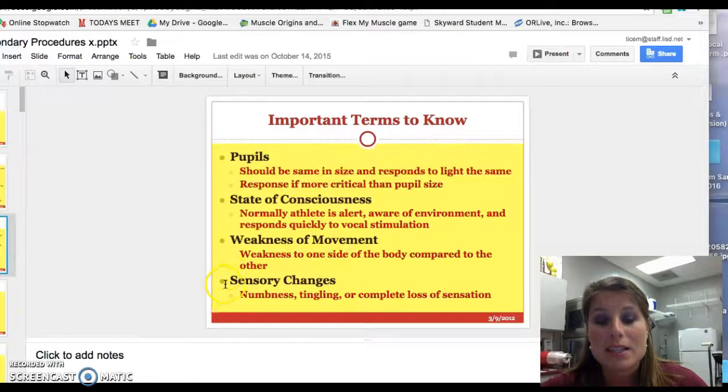Then our last one is sensory changes. We're going to be dealing with some numbness and tingling. Are they able to feel? Have they lost sensation completely? Those are all things that are going to have to do more with our secondary assessment.